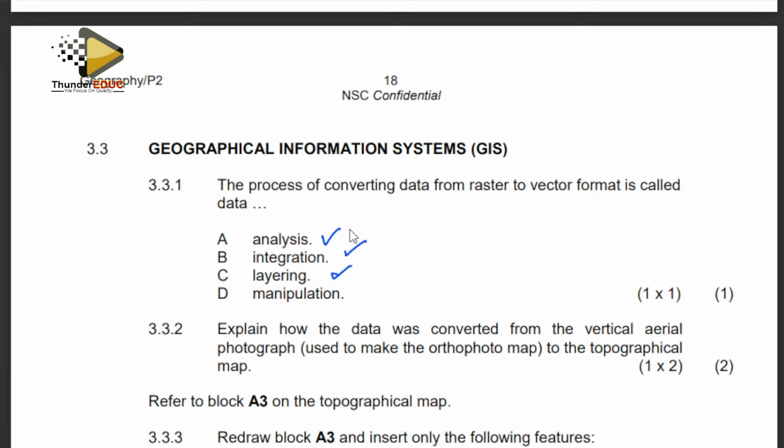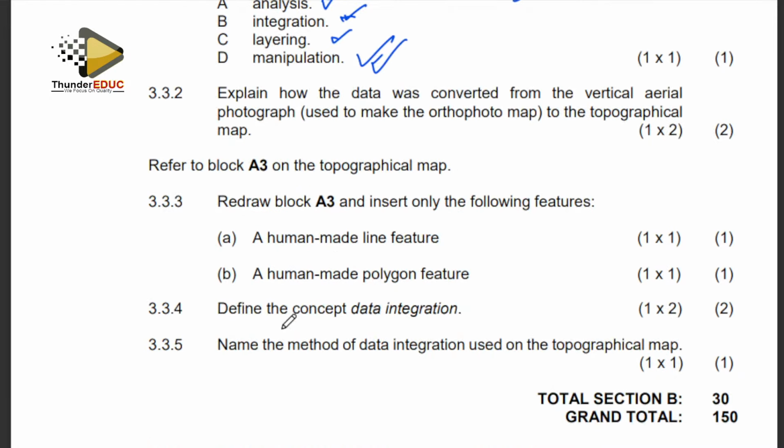Let us analyze one by one. Analysis is when you look at data critically. Okay, so you might look at it critically and you don't integrate it. Integration is putting data together. Data layering is putting data on top of each other, and therefore the only option that you are remaining with is manipulation. Manipulation is the process of converting data from raster data to vector formatting. So the answer there is only D. It's manipulation, when you can play with the data for your advantage.